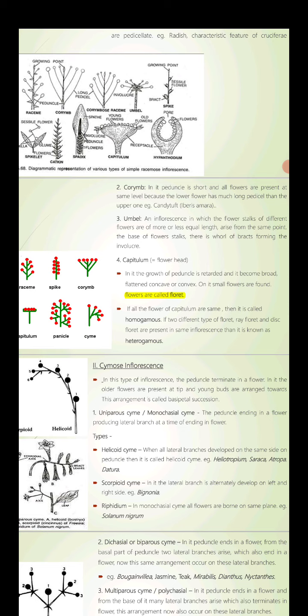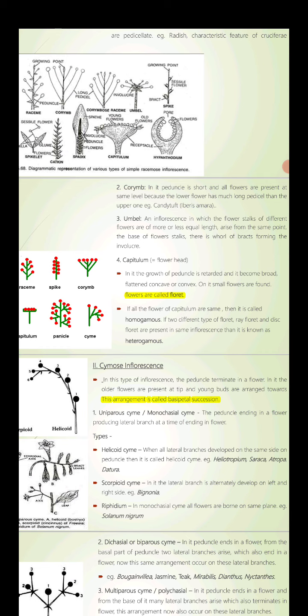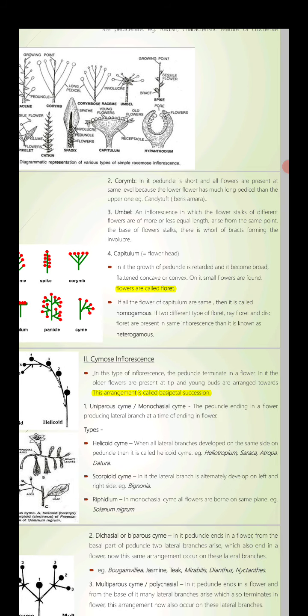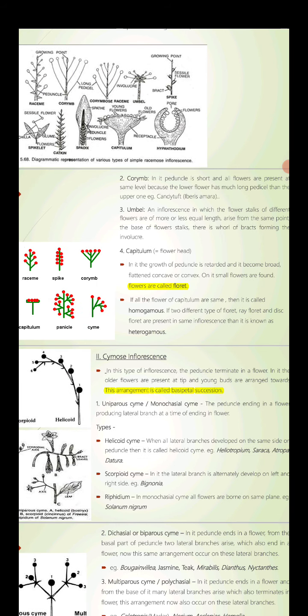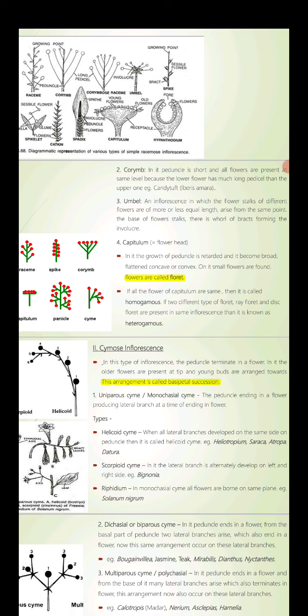In it, the older flowers are present at the tip and young buds are arranged towards the base. This arrangement is called the basipetal succession. Next thing is the uniparous cyme or the monochasial cyme. The peduncle ends in a flower, producing a lateral branch at the time of ending in a flower. Types: helicoid cyme, scorpioid cyme and the rhipidium.